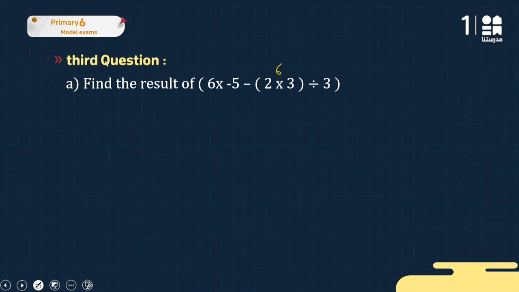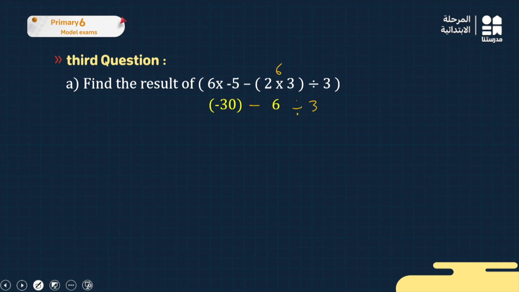I will do the times first, from left to right. So 6 times -5 will be -30, because 6 times -5 equals -30. Here the bracket gives me 6, so of course there is a minus between them: -30 minus 6 divided by 3. Which one will I start with?